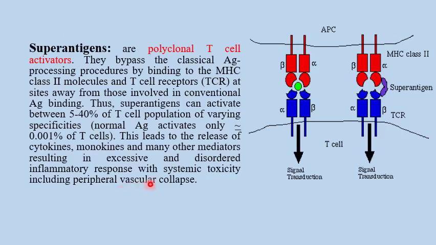Of course, peripheral vascular collapse leads to what? To a severe drop in blood pressure and shock. The result will be the same as the endotoxin shock produced by the gram-negative bacteria.